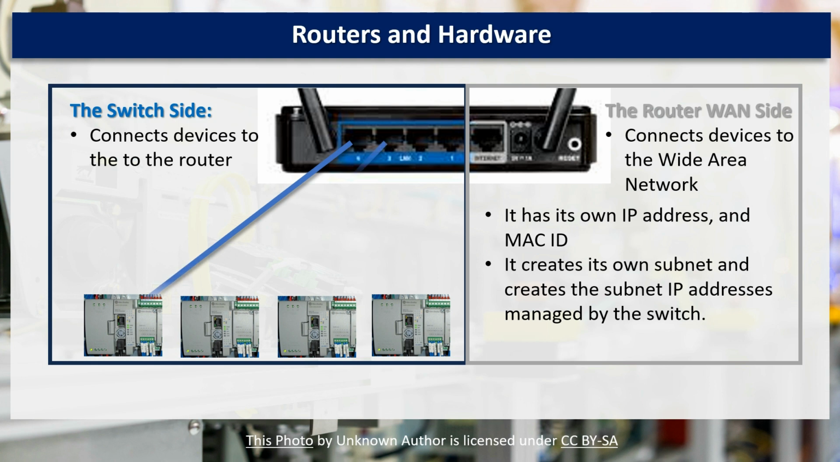You may not be aware of this, but the router at your home actually has two parts. It has the switch side and the router side. The switch side connects devices to the router. The router or WAN side connects the devices to the wide area network or the Internet. It has its own IP address and a MAC ID, and it creates its own subnet and creates the subnet IP addresses managed by the switch.